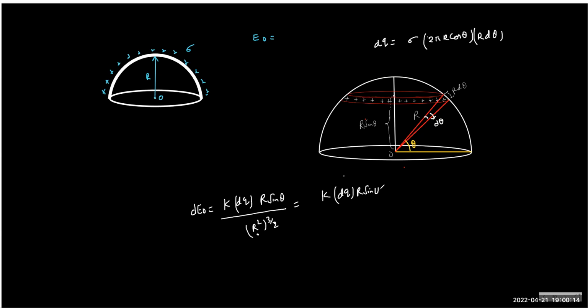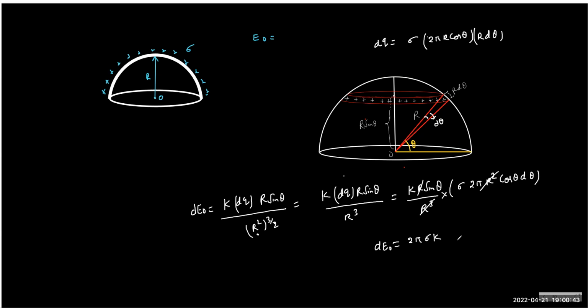So this is now R cube, and then if you substitute the value of dq, sigma 2 pi r square cos theta d theta, all R will cancel, complete. And 2 pi sigma k will be outside. The only thing in the integration is the sine; we can also bring it inside, right, sir?